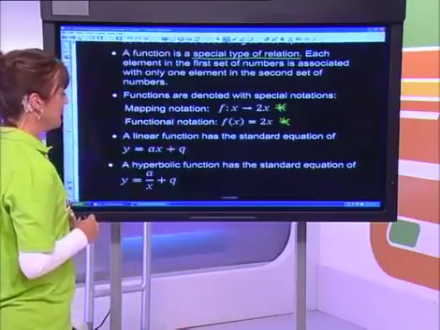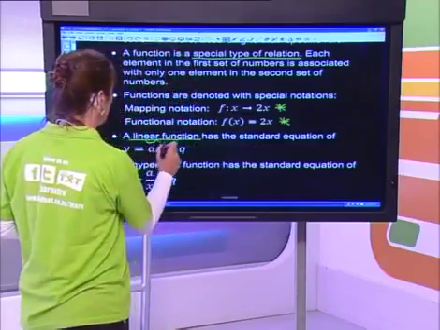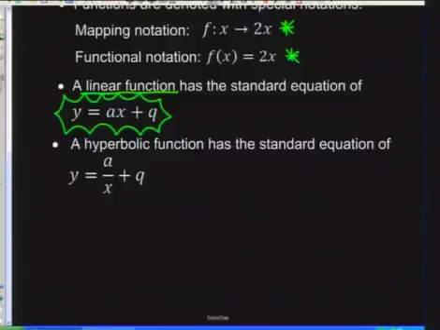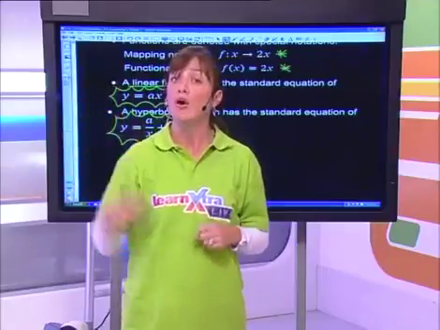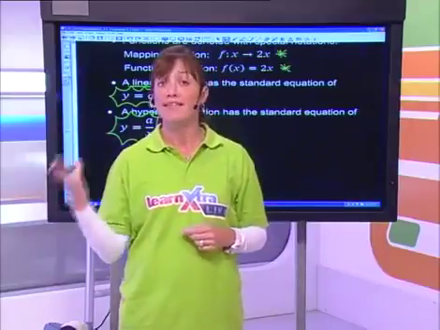And again, we will deal with this in more detail, but a linear function has a special, unique standard equation, and its standard equation is y equals ax plus q. That's the defining equation of a linear function. And a hyperbola has an equation of y equals a over x plus q. If you have an equation in the form of ax plus q or a over x plus q, it will either give you a graph that is linear or a graph that is a hyperbola.